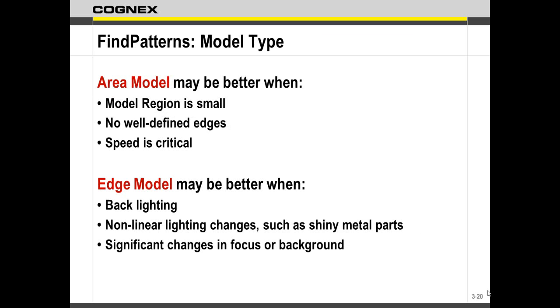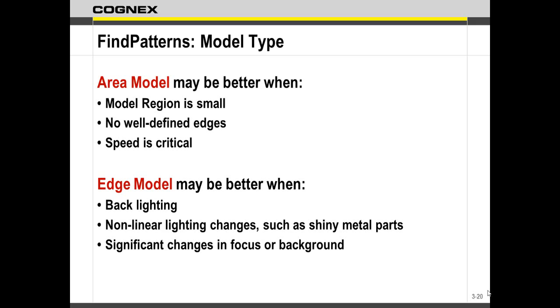So why would I use one over the other? Well, if you have a small region, area is probably better because you probably don't have enough information for edges. Or if you don't have well-defined edges, well, that's a duh moment. Because if you don't have well-defined edges, you probably shouldn't use an edge model. Speed. Your area is going to run much faster than your edge model. But the edge model is great if you're using backlighting, because backlighting gives you nice, great contrast of what your edges are. Not to mention if you have nonlinear lighting changes. So if you have some glare or you have some shadowing, as long as you find the edges, that's what it's looking for. It doesn't matter that you have a glare on it.